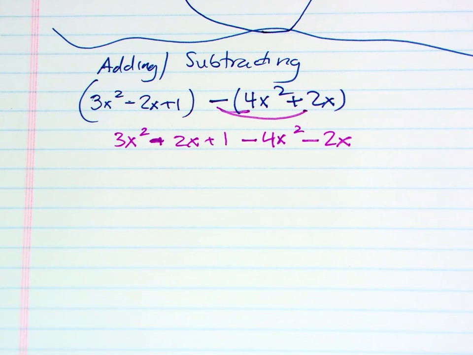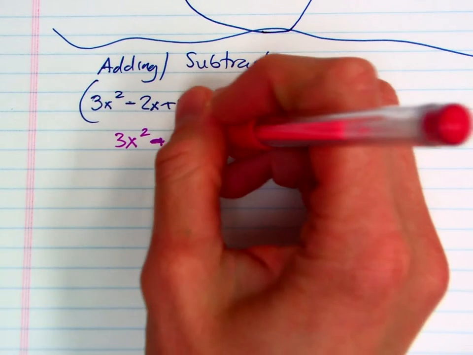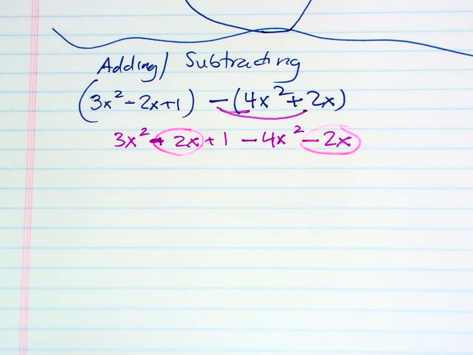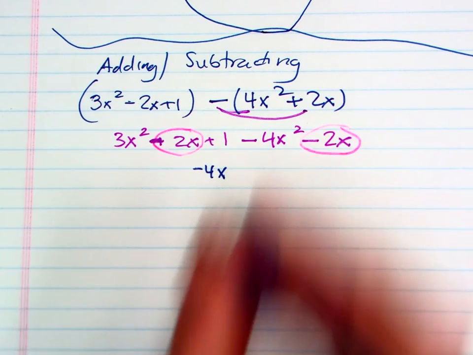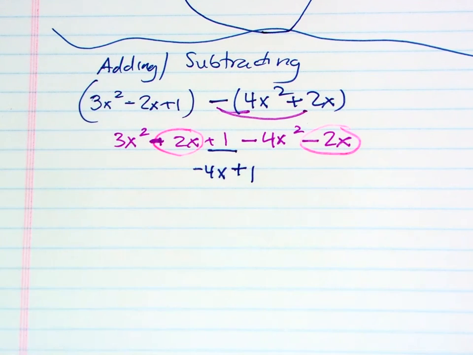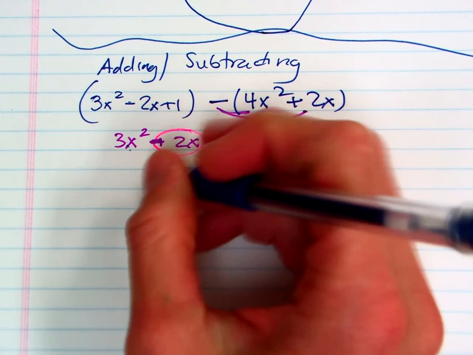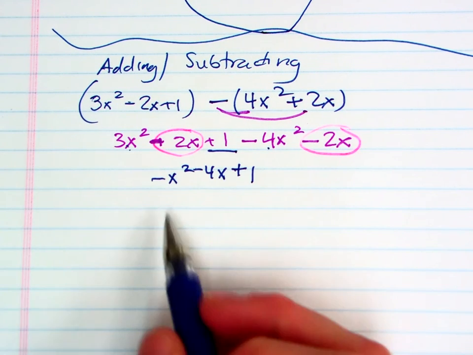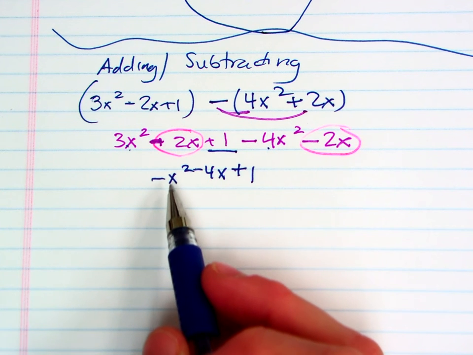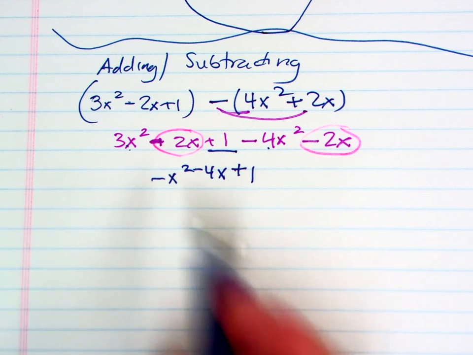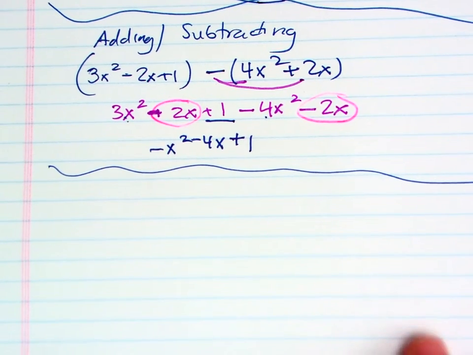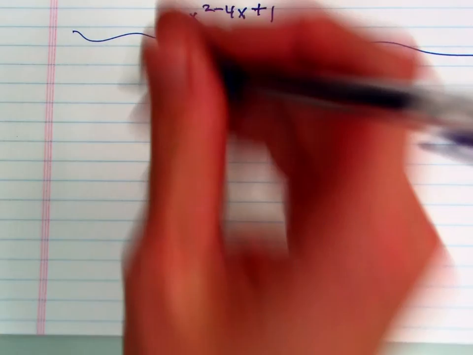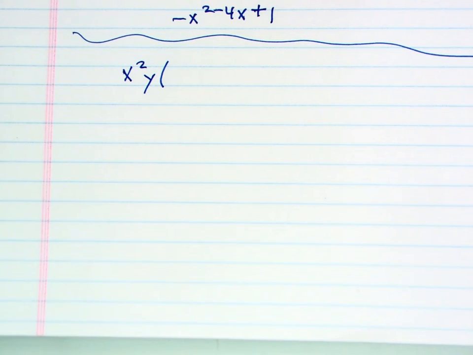And then I look for the like terms. Negative 2x and negative 2x are alike. That becomes negative 4x. 1 doesn't have any like terms, and then I have 3 minus 4. So the degree of this polynomial is 2, and the leading coefficient of this polynomial is negative 1. We could step this up by maybe introducing a monomial on the outside.